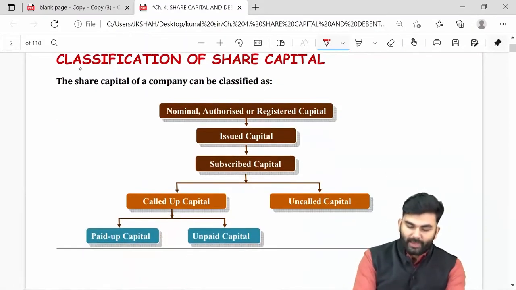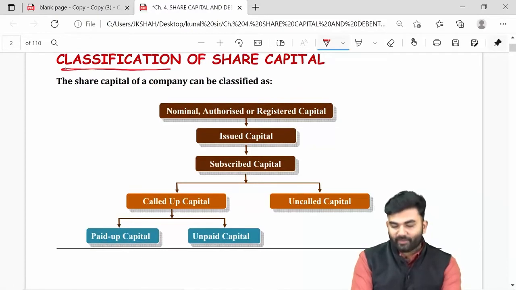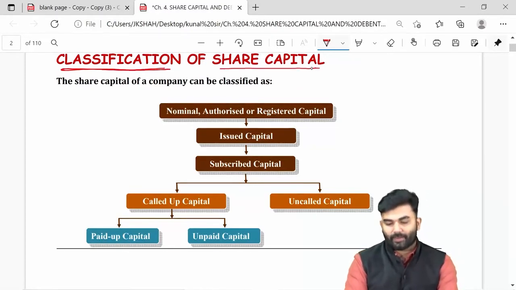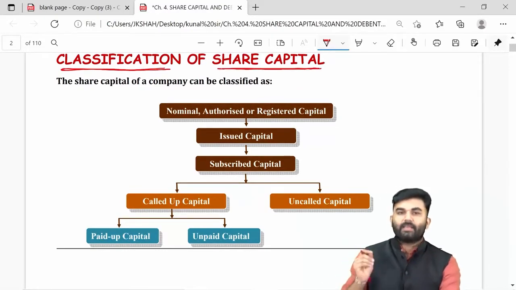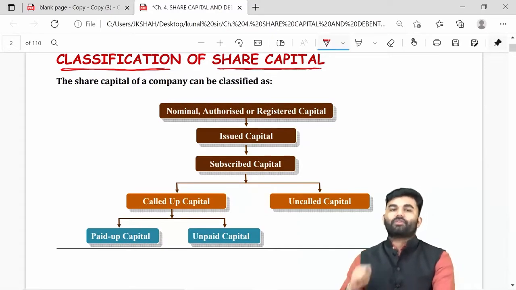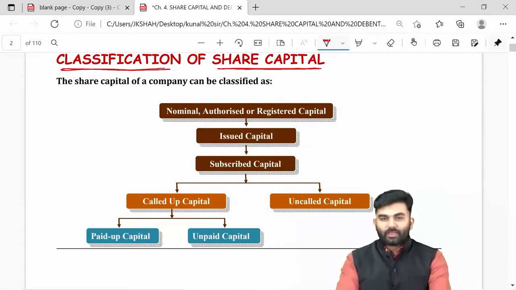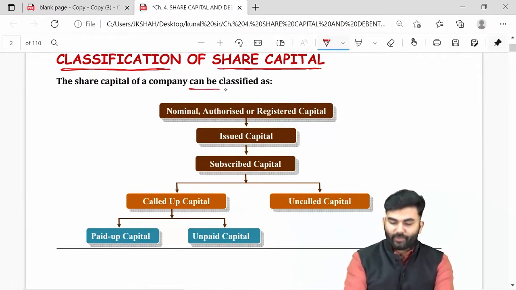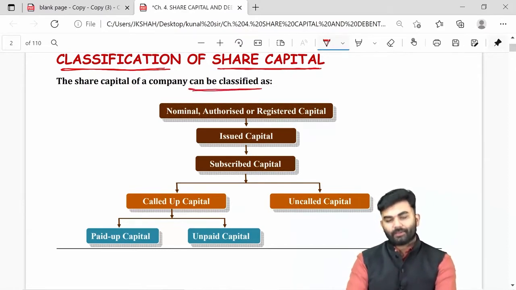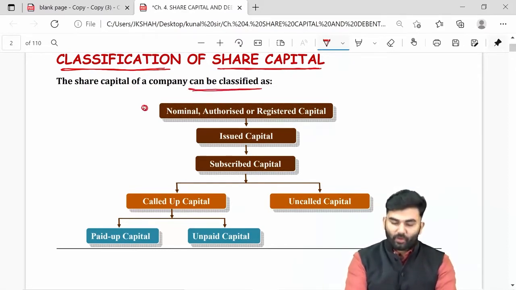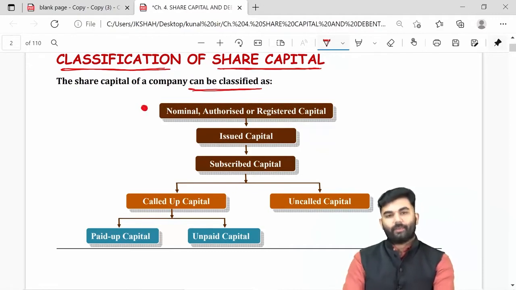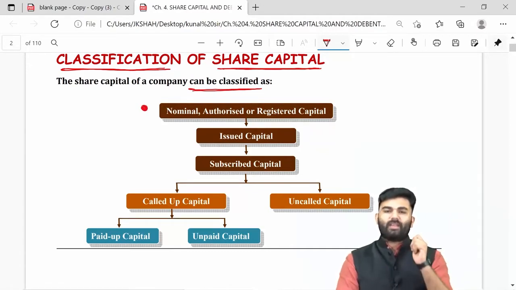First of all, let us revise classification of share capital. A share capital can be classified under various headings. There can be something called authorized share capital. What is an authorized share capital?